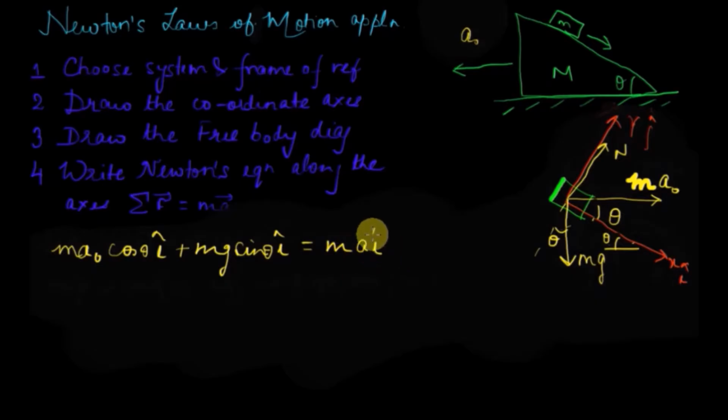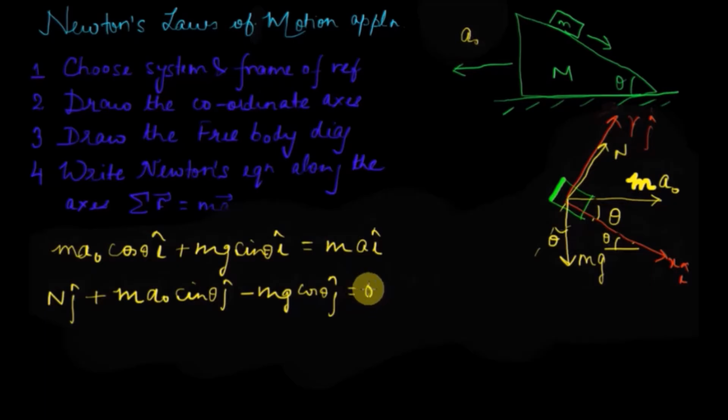Along the y direction, what will be the forces? So there will be normal reaction N j cap in the positive y direction. Then the component of ma naught along the y axis, so ma naught sin theta, again in the positive y direction, so ma naught sin theta j cap, minus mg cos theta along the negative y direction, mg cos theta j cap, is equal to what? Is equal to 0, because along the y direction this object is not accelerating, it is only moving along the x direction by the geometry of our problem.